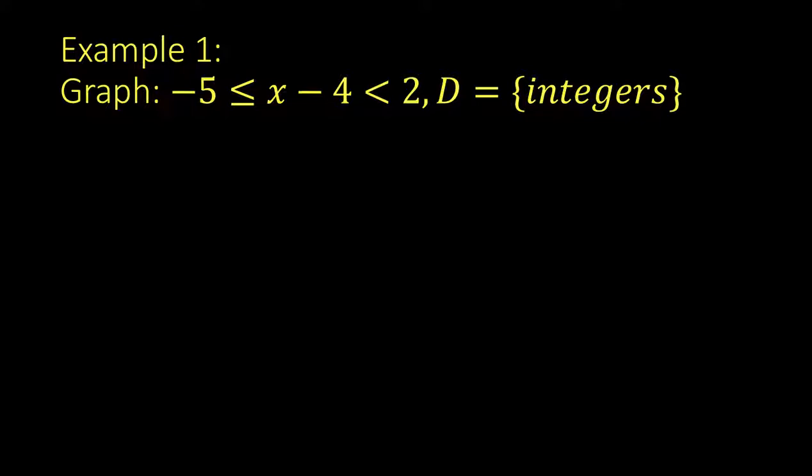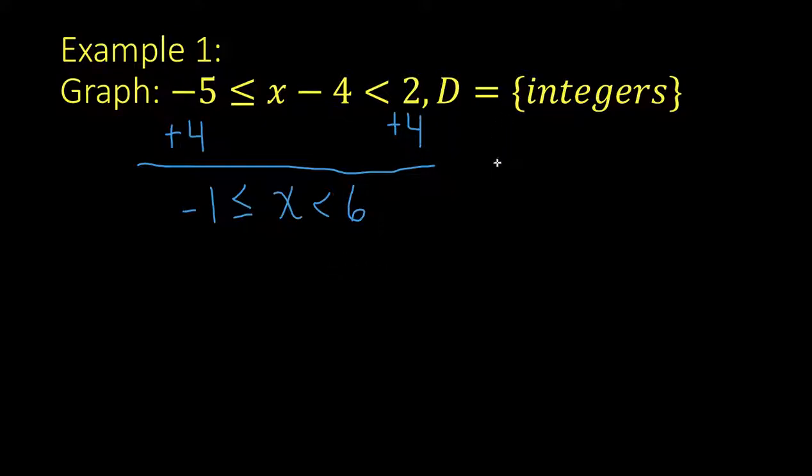Example 1, we're asked to graph negative 5 is less than or equal to x minus 4 is less than 2. So the first thing we would do, we would solve both sides like we did before. And that would just mean we have to add 4 to each side. So I would add 4 here, and I would also add 4 here. So you can put it all together. You have negative 5 plus 4 is negative 1, is less than or equal to x is less than 6.